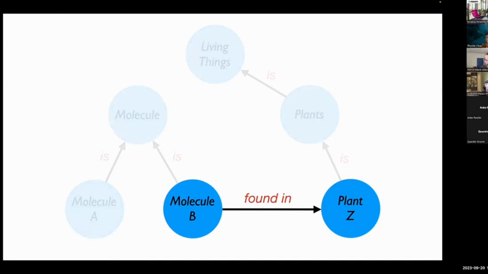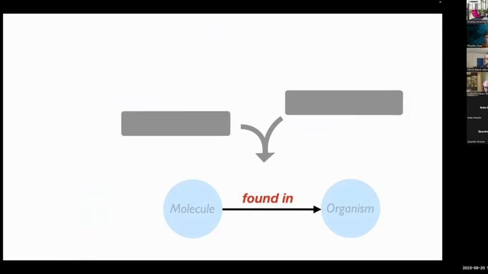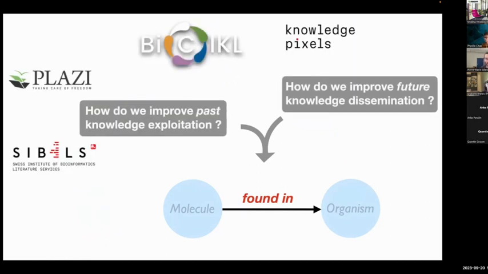We found basically two ways to add these links. They can come from pre-existing knowledge, past knowledge, and we have worked on a tool, an electronic resource called Lotus, to aggregate this knowledge. I will talk to you about it a bit more later. And then we want to massively add results from experimental metabolomics data sets to further complement this link. So the objective of the collaboration with the BiCIKL infrastructures and experts was to devise tools that should help us to improve past knowledge exploitation and help us to improve future knowledge dissemination.